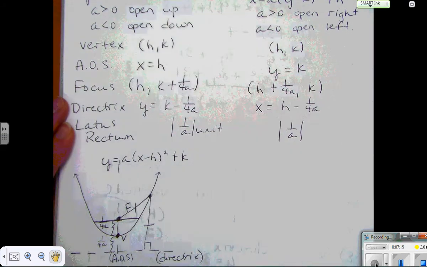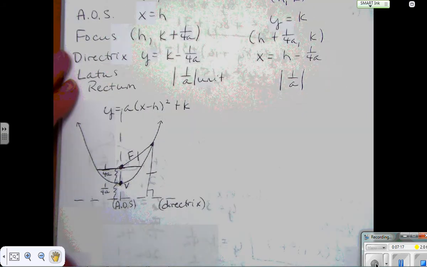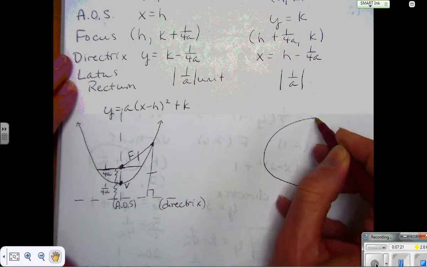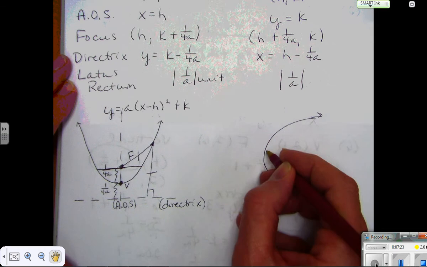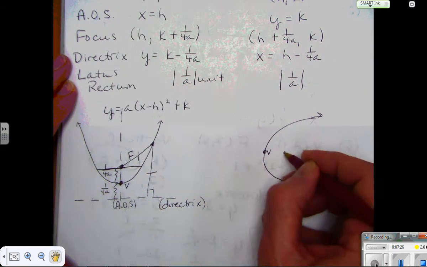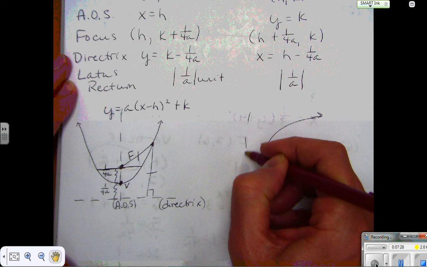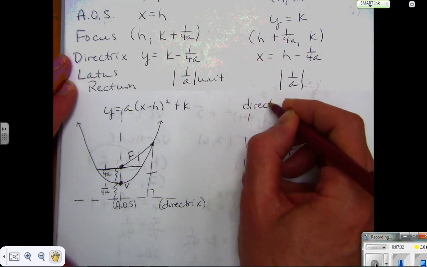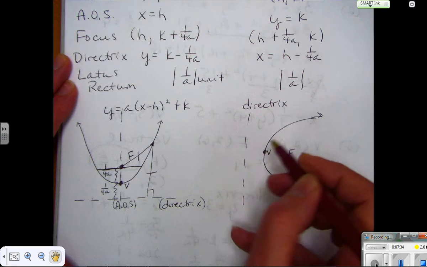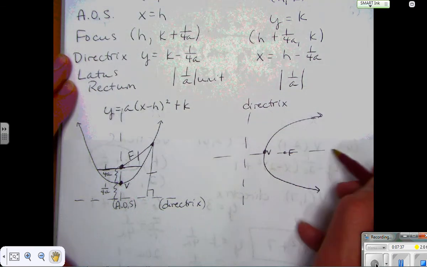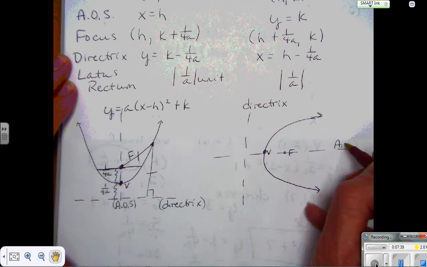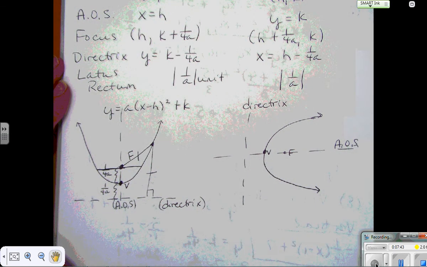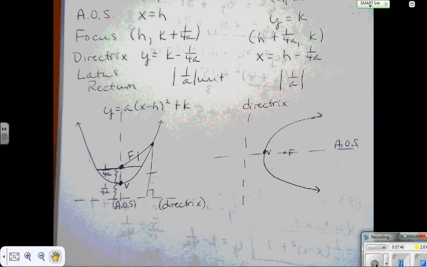Okay, so then you have a horizontal parabola. And all the parts for a horizontal parabola are really the same. It's just that it's been rotated. So you have your vertex, you have your focus, you have your directrix, which is now a vertical line instead of a horizontal line. You have your axis of symmetry, which now is horizontal instead of vertical. So all the parts are the same. It's just been rotated around 90 degrees.